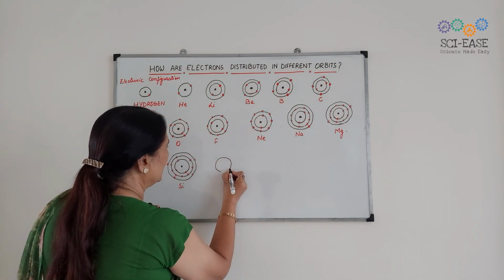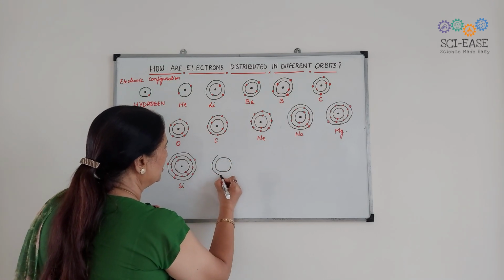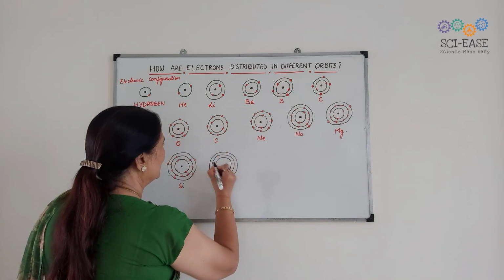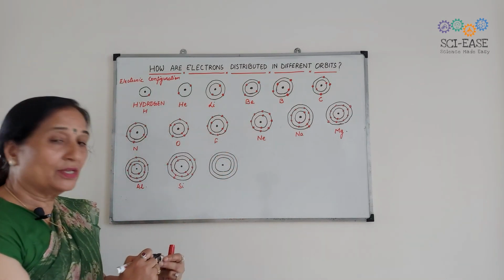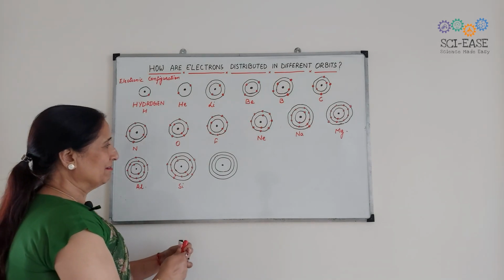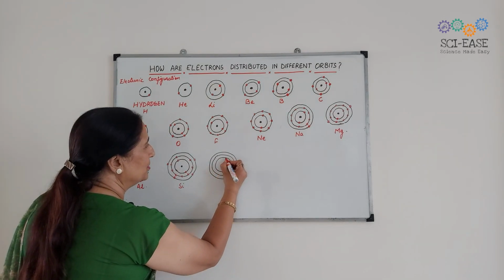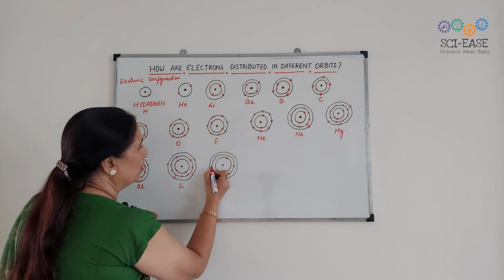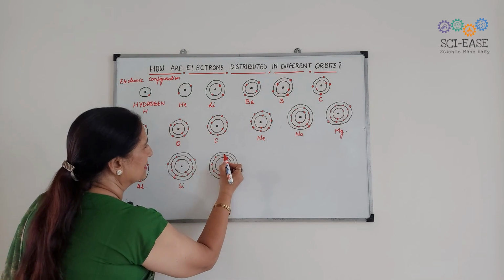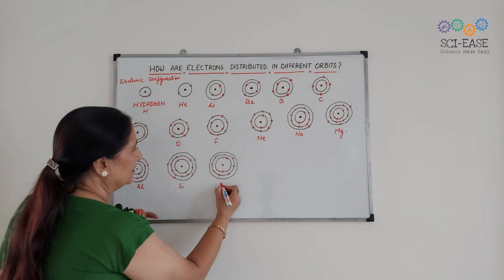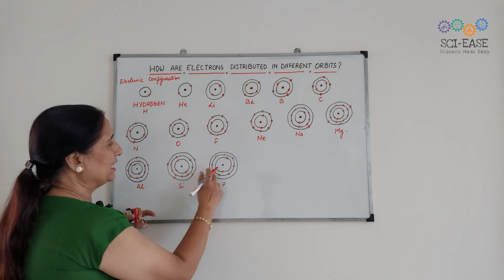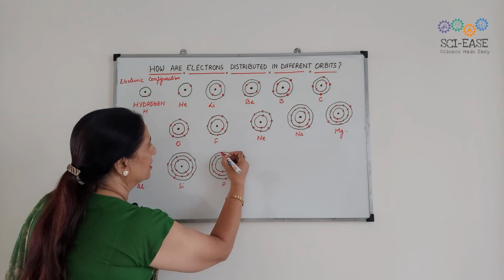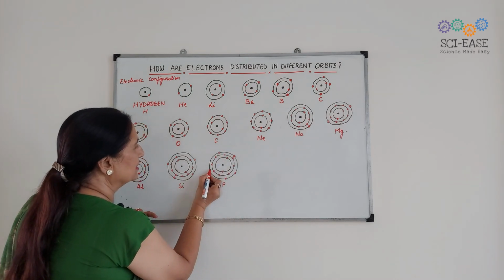This is the first shell, this is the second shell, and this is the third shell. This is the nucleus. So how many electrons in the first shell? 2. Then 1, 2, 3, 4, 5, 6, 7, 8. This is phosphorus, 15. How many left? 5. 1, 2, 3, 4 and 5.